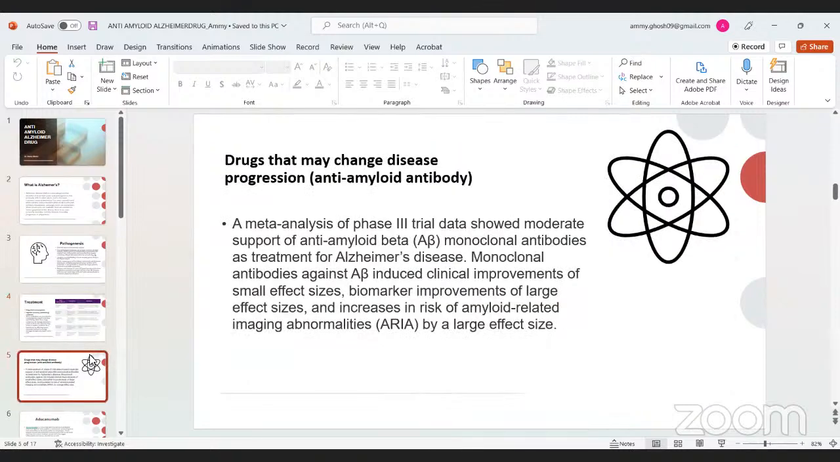The FDA has also approved some drugs which can change the progression of the disease. These are the anti-amyloid antibody drugs. A meta-analysis of phase 3 trial data has shown moderate support for anti-amyloid beta monoclonal antibodies as a treatment of Alzheimer's disease. Monoclonal antibodies against A-beta induce clinical improvements of small effect size, biomarker improvements of large effect size, and an increase in risk of amyloid-related imaging abnormalities of large effect size.